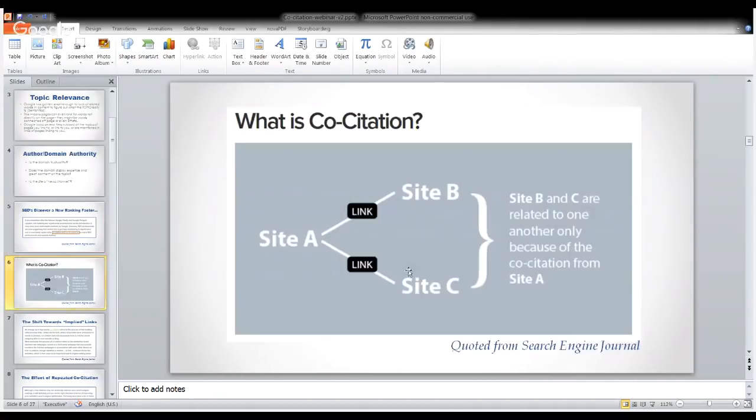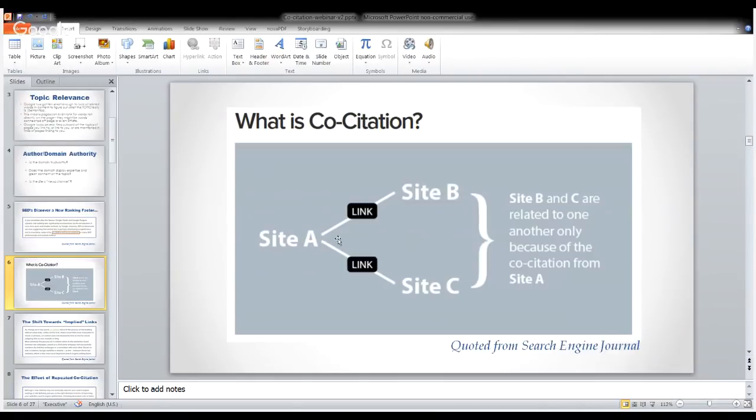Okay, so now let's talk about what co-citation is. Let's say that I was site B, and I put a link out to site A. Well, that's called a direct citation. That's not a co-citation. That's a direct citation because I am directly talking about this site. But a co-citation happens when you're only connected on topic by a different site.